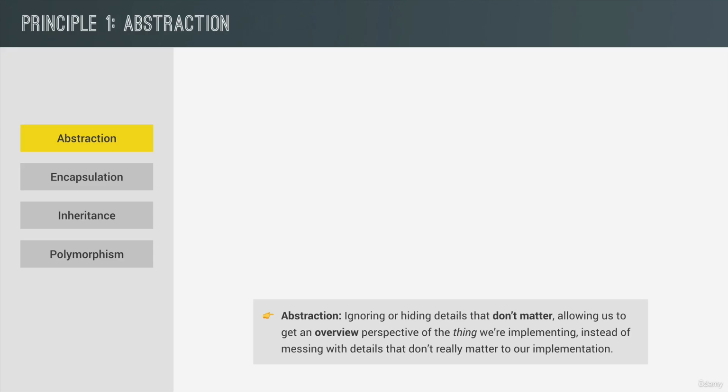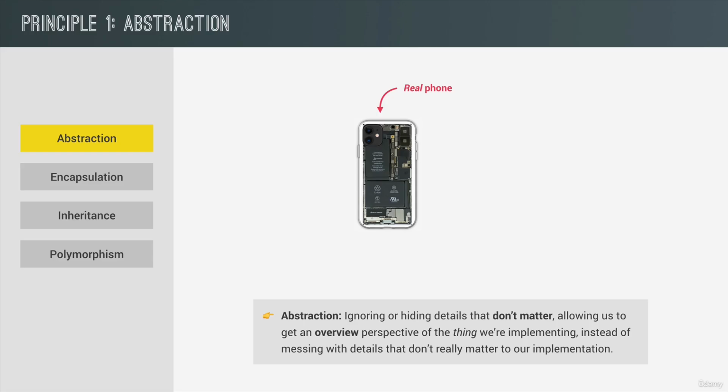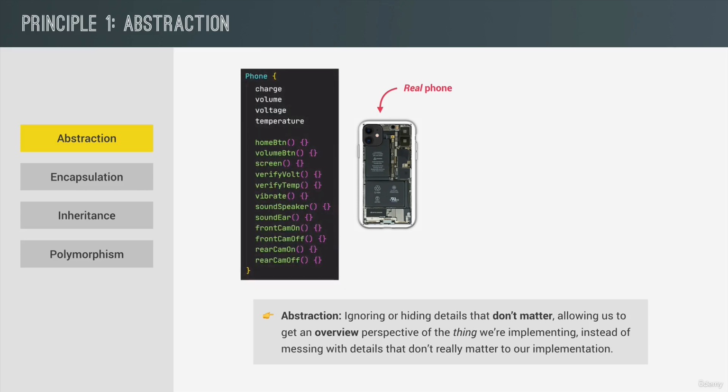So let's say that we're implementing a phone for a user to use. And even though this doesn't make much sense in code, it's still a great example and analogy. So without abstraction, we could design our class to include everything that there is about a phone, including all the internal stuff like verifying the phone's temperature and voltage, turning on the vibration motor or a speaker, and other low-level details. But as a user interacting with a phone, do we really need all of this detail? Well, I guess not, right?